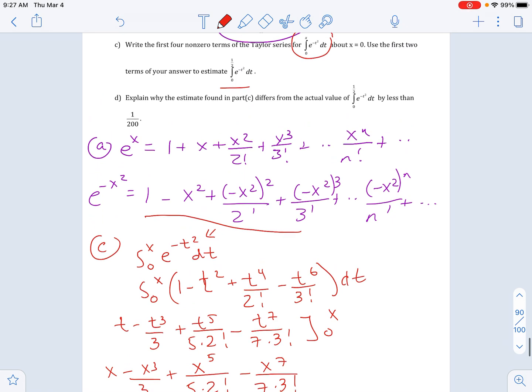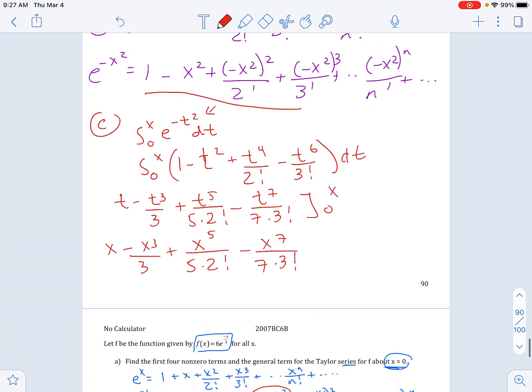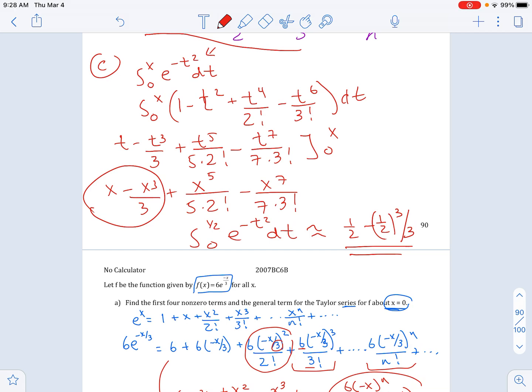And then it says use only the first two terms to estimate the value of the integral from 0 to 1/2. So I'm just going to use these first two terms to integrate to figure out an approximation for this. So this is approximately 1/2 minus 1/2 cubed divided by 3. And you could leave your answer like this here.